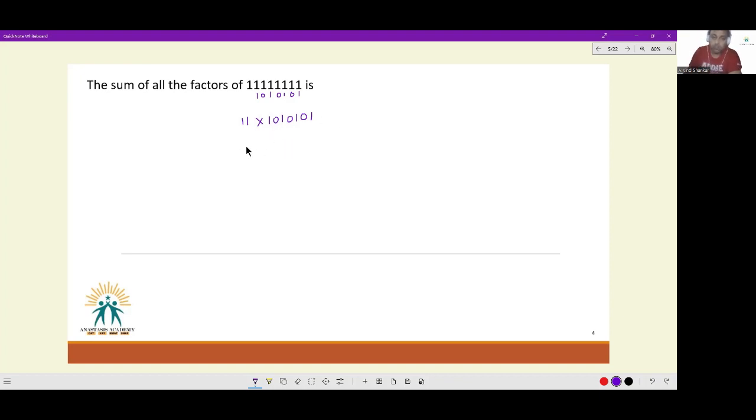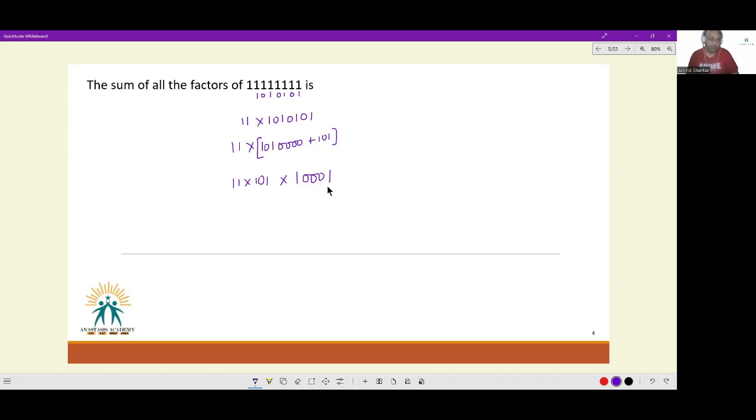Now that we look at it, hopefully we can also see 11 into 101, first three 101s followed by 4 zeros, plus 101. You have got this. Both these numbers are multiples of 101. So I can take 101 out common as well. So I'll have 11 into 101 into 10,001.